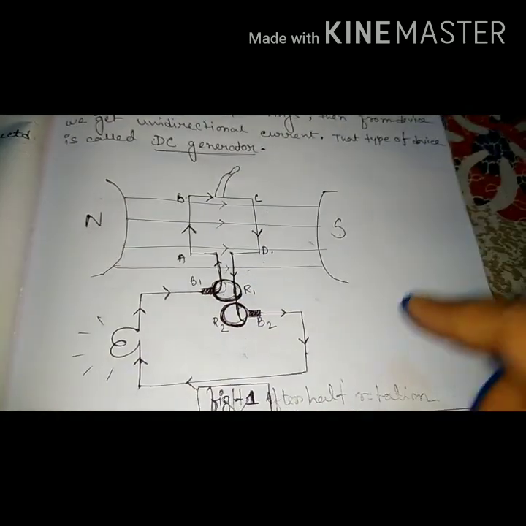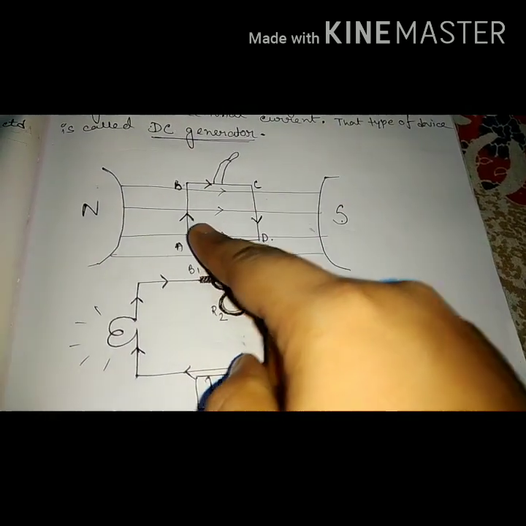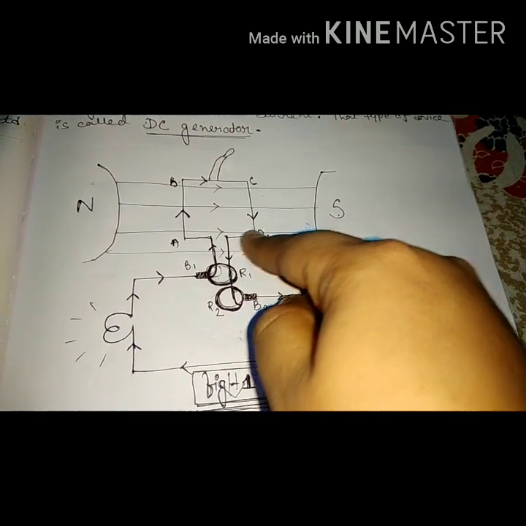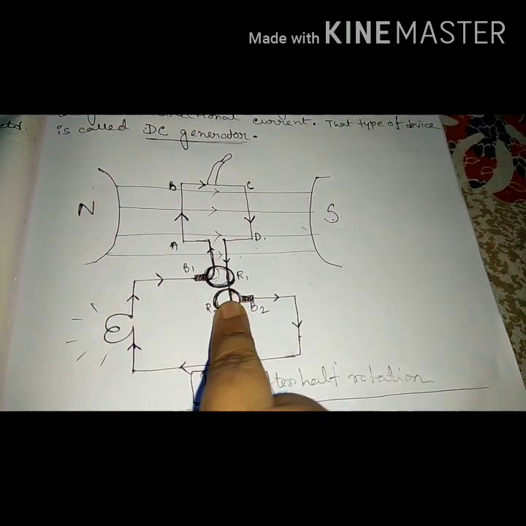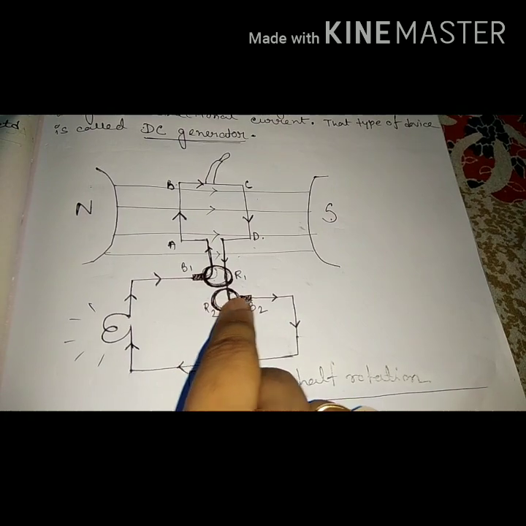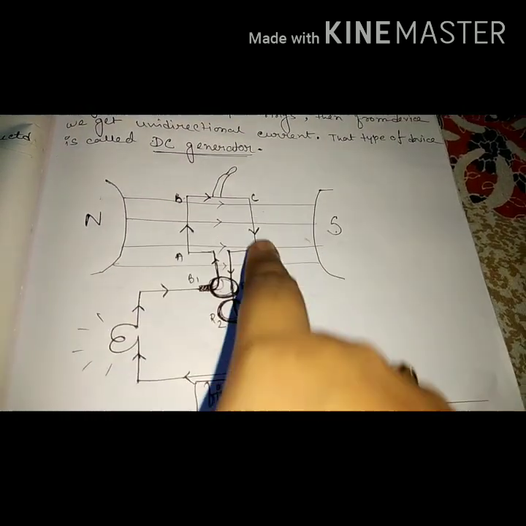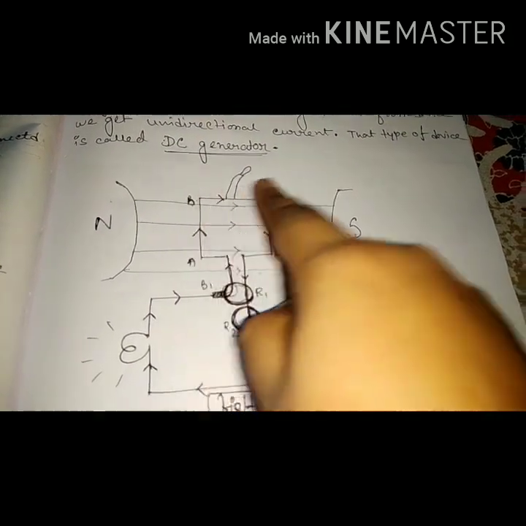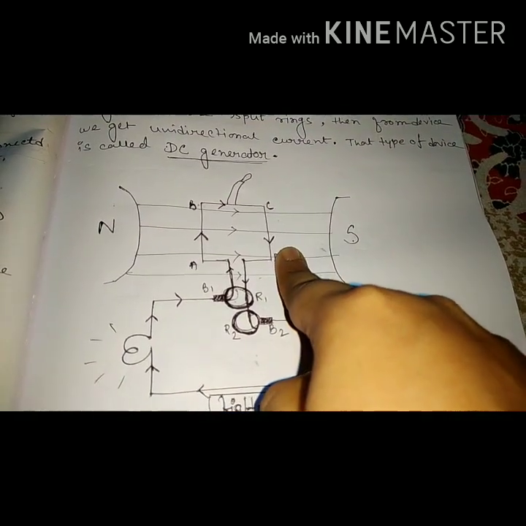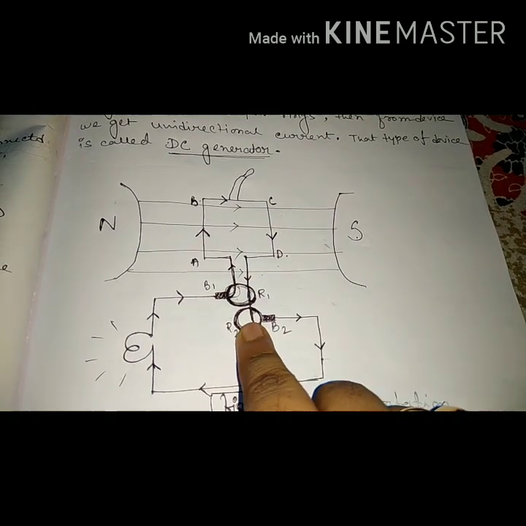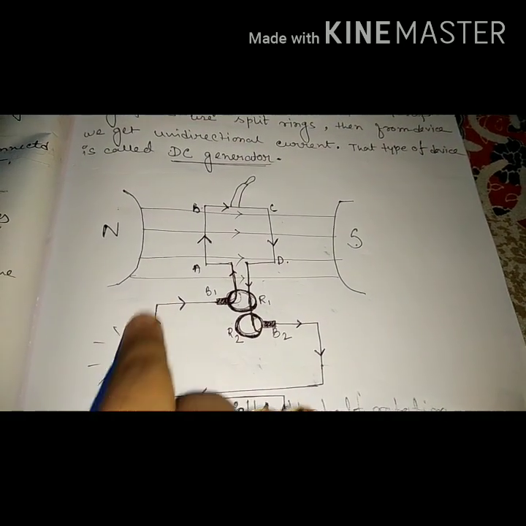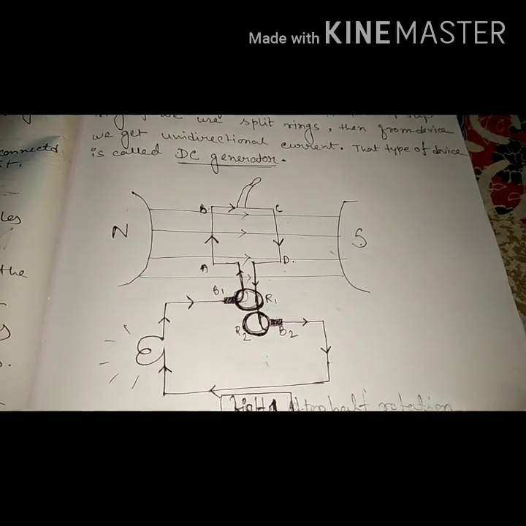So after half rotation, now the AB side will be this side and CD will be this side. So in this condition, in which direction will current flow? AB to CD, then CD through this R2 ring, then B2, then B1, this way. So we can say A, B, C, D, B2, then B1. So the bulb will glow.